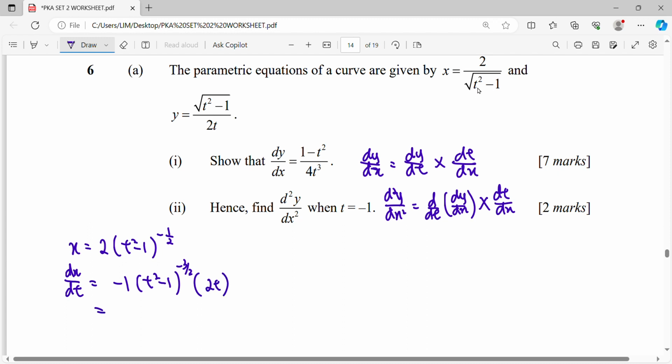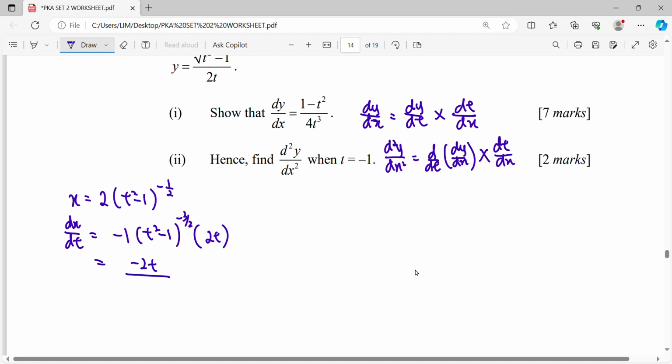So rewrite this as negative 2t over (t squared minus 1) to the power of 3 over 2. The power is negative, so we put it back at the denominator, and what we want to achieve is dt/dx, so we inverse it. So when we inverse it, we get (t squared minus 1) to the power of 3 over 2 over negative 2t.